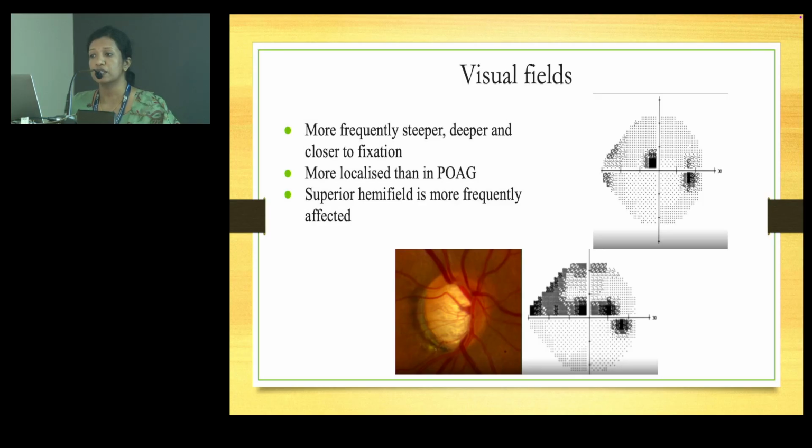It is more localized than in primary open angle glaucoma. Then usually the superior hemifield is more frequently affected. In this picture, you can see inferior neuroretinal rim thinning with a corresponding superior hemifield defect.